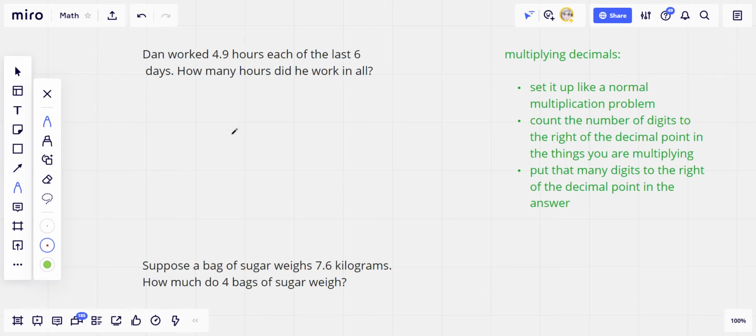Here we have some word problems, and these word problems are going to require us to do some multiplication of decimals and whole numbers. And I'll show you how to do that. Let's read the problem first. It says Dan worked 4.9 hours each of the last 6 days. How many hours did he work in all?